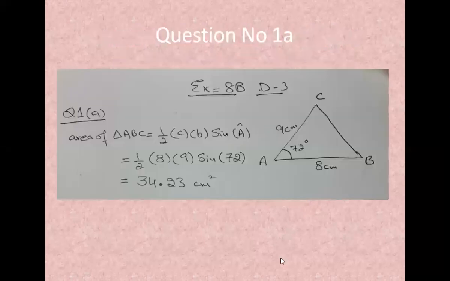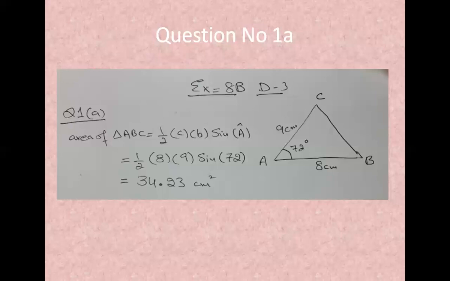So question number one is coming up on your screen, and I'm reading it from the book. It says, find the area of each of the following figures. This figure is given in the question. That's question number one, part A. The two sides are given, 9 centimeter and 8 centimeter, and the angle between them is 72 degrees. And we have to find out the area of this triangle.